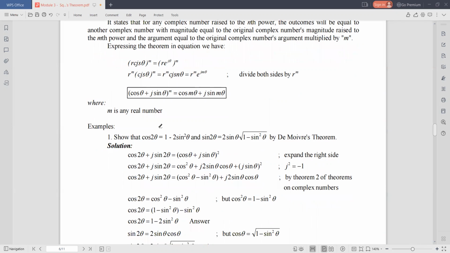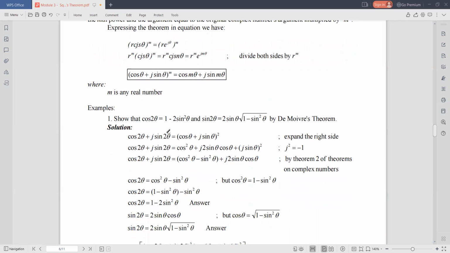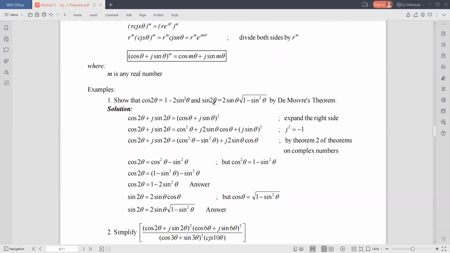So for example, we have here: show that cosine 2 theta is equal to 1 minus 2 sine squared theta, and sine 2 theta is equal to 2 sine theta times the square root of 1 minus sine squared theta. So review your trigonometric identities for this one. For our solution, we have cosine 2 theta plus j sine 2 theta, which is equal to (cosine theta plus j sine theta) squared.